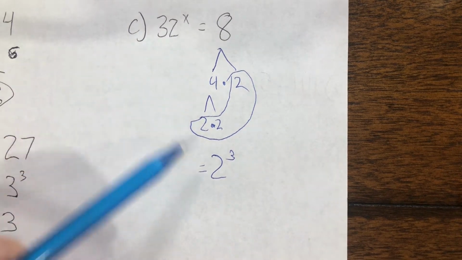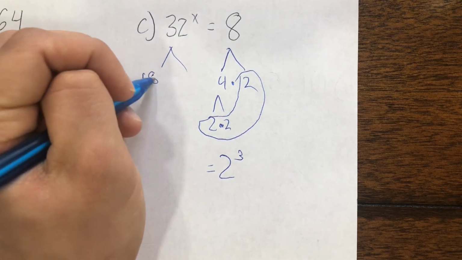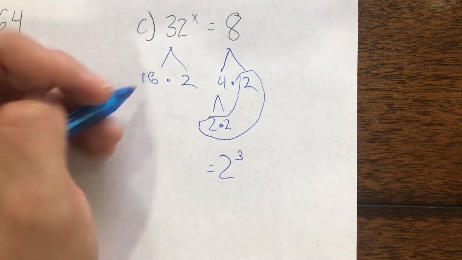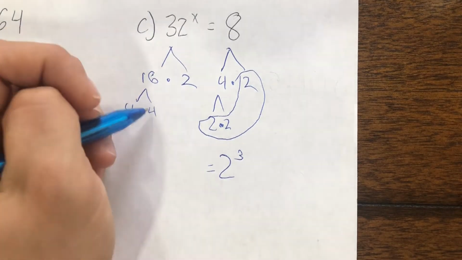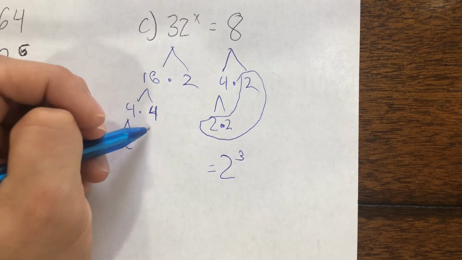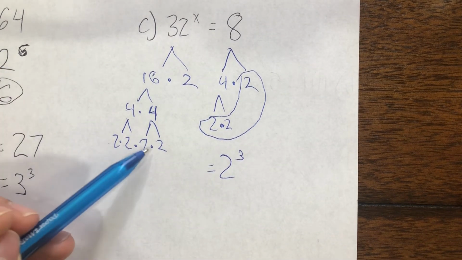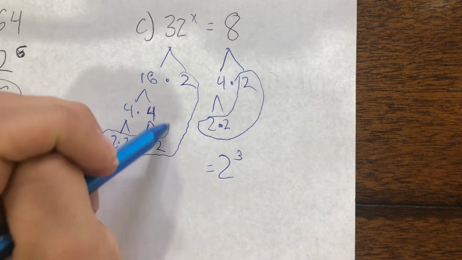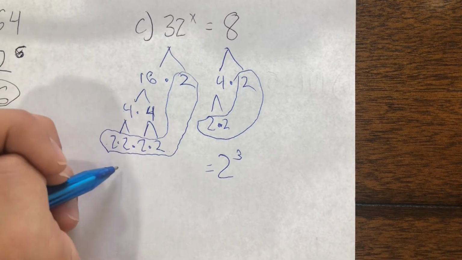Then I have 32. We know 32 could be broken up as 16 times 2. And then between these two numbers, we can break up 16 as 4 times 4. So with these two 4s, it can be broken up as 2 times 2 and another 2 times 2. So we have 2 times 2 times 2 times 2 times another 2, or we can rewrite it as 2 to the 5th power.